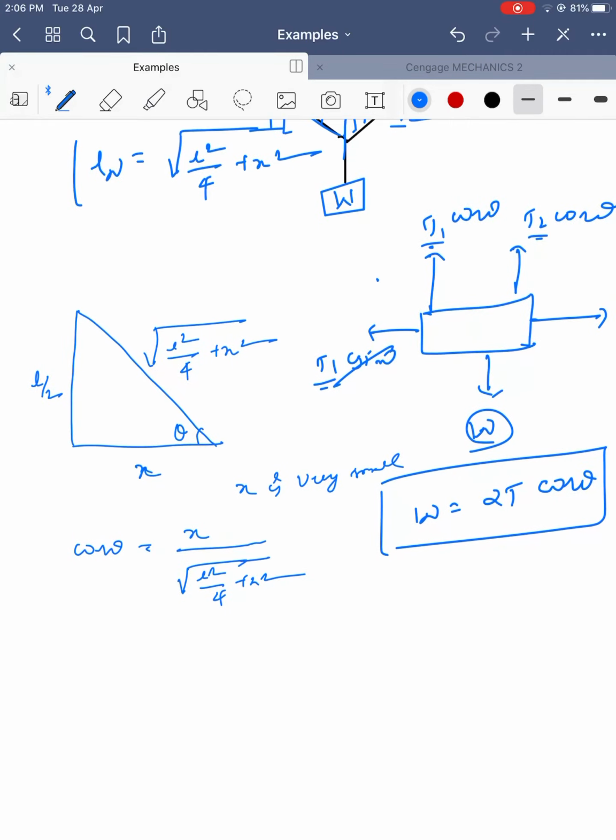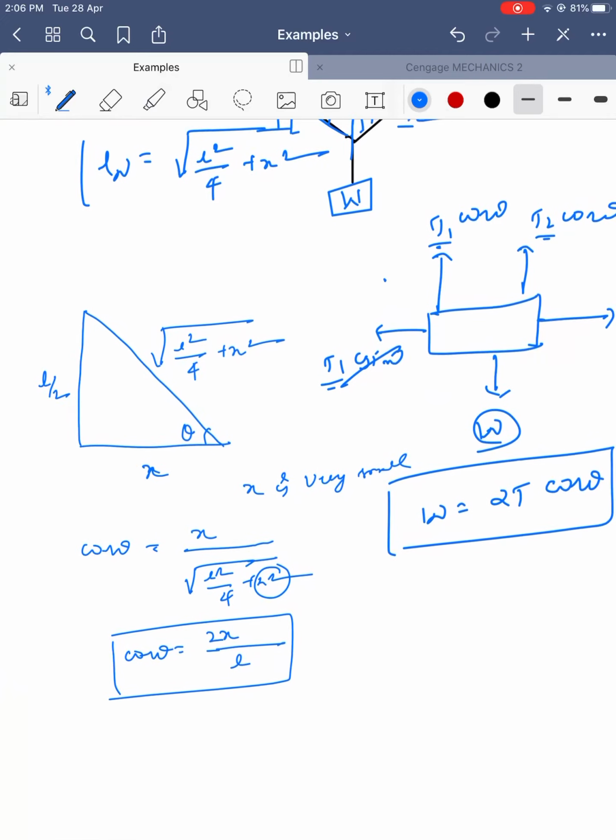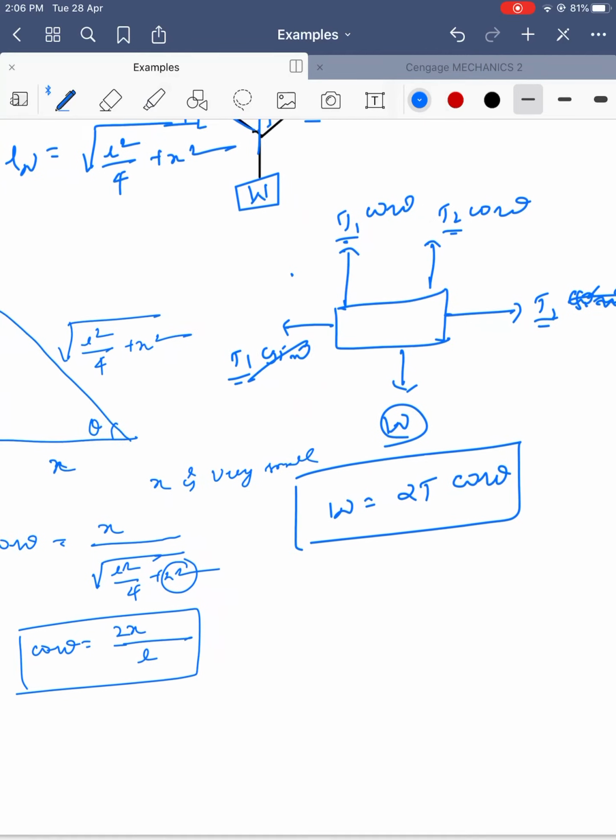In the denominator, compared with L, x is neglected. So cos theta is equal to x by L by 2, which I can write as 2x by L. This is the cos theta value we got. Note every step of what we are doing.